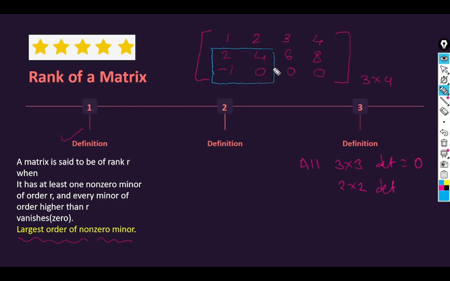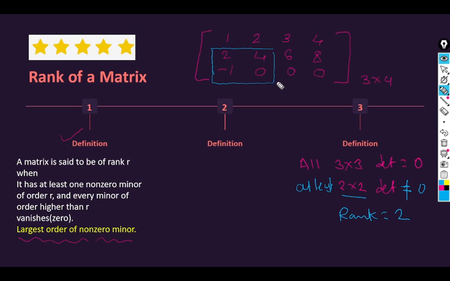Suppose we take this 2 by 2 determinant. This is 2 plus 4, 6. So the value of the determinant is 6, which is non-zero. So at least one 2 by 2 determinant is not 0. Hence the rank of this matrix is 2. This is a method used to check the rank, where we take the largest order of non-zero minor. In this matrix, the largest order of non-zero determinant is 2 by 2. Hence the rank is 2.